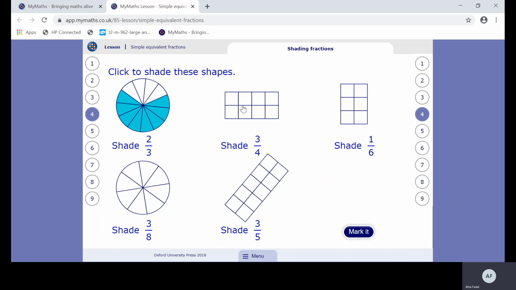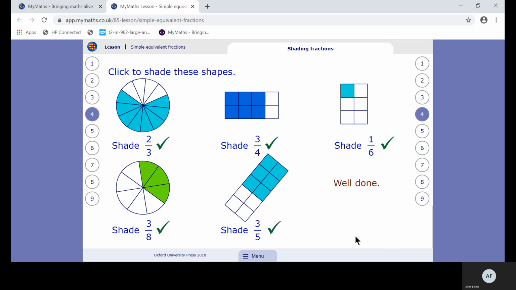Here, 3/4. Because it's 4 at the top, 4 at the bottom. There's 3 out of 4, 3 out of 4. 1/6, 3/8, 3/5. So there's 5 there. So 1, 2, 3 there. 1, 2, 3 there. It clicks. There we go.